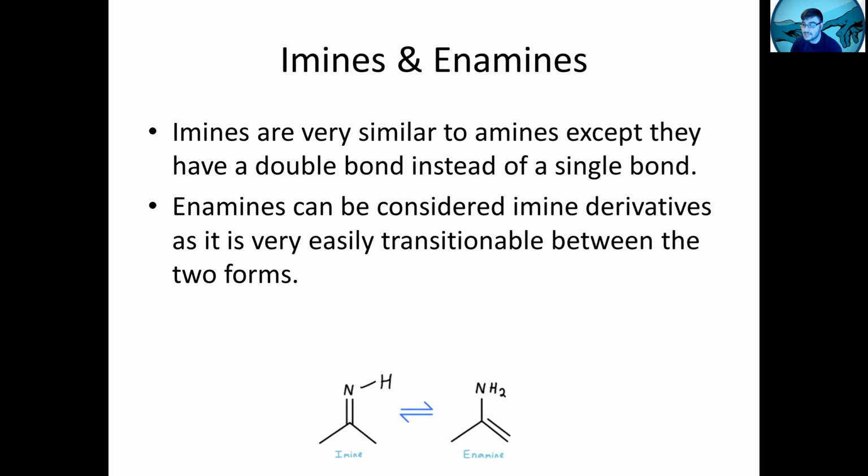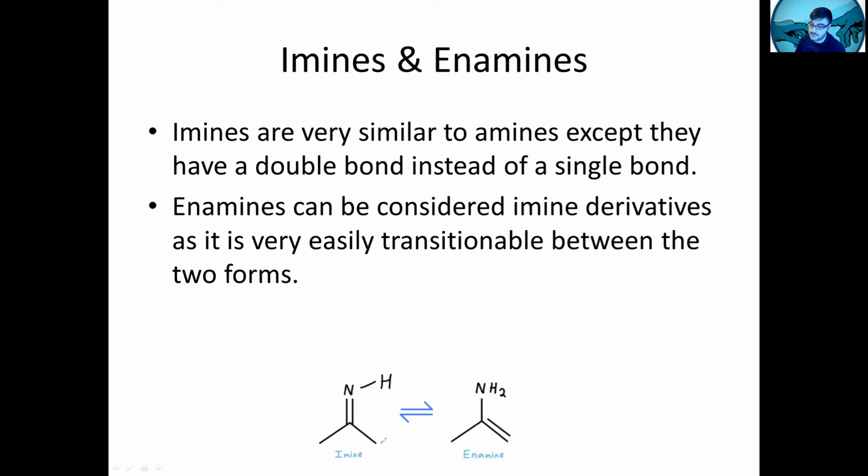Starting off, we'll talk about amines and enamines. Many of you will have probably heard of amines, and enamines are actually very similar, except instead of having a single bond and two H's, they have a double bond and one H. You can see right here, this is an enamine compared to an amine, which would look kind of like this, an NH2, right? Enamines can be considered like amine derivatives, but really it's easily transitionable between this form and this form, the amine and enamine form.